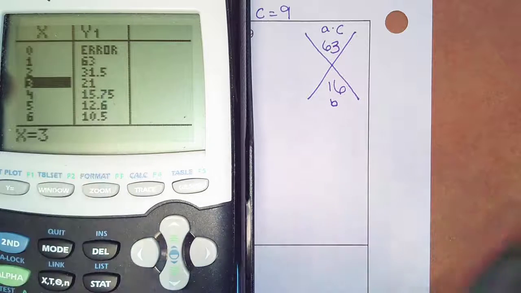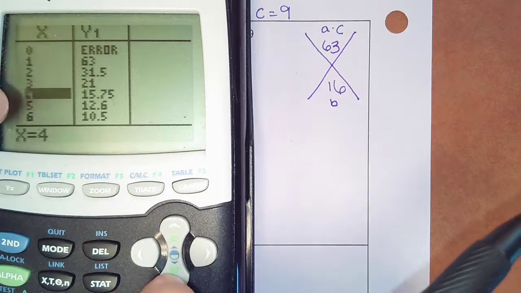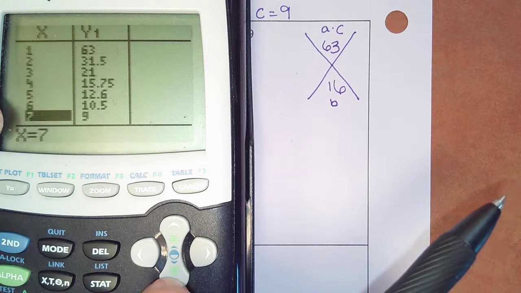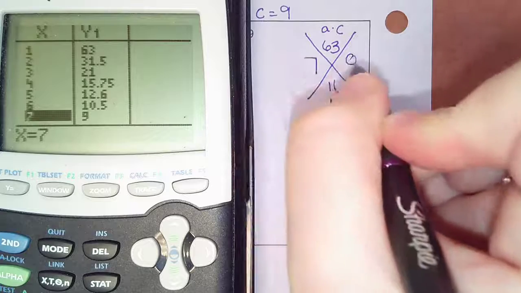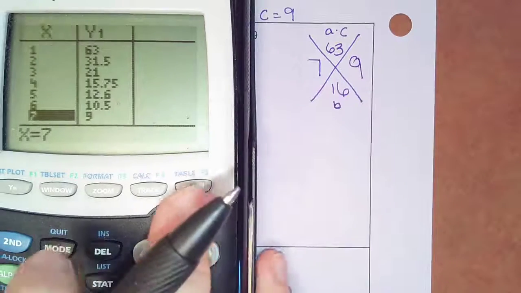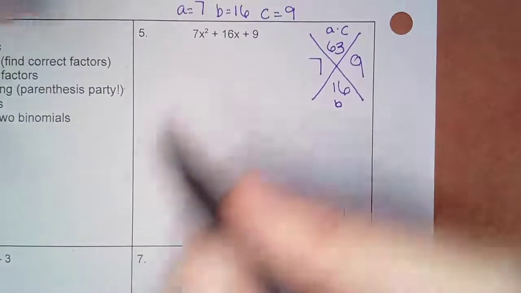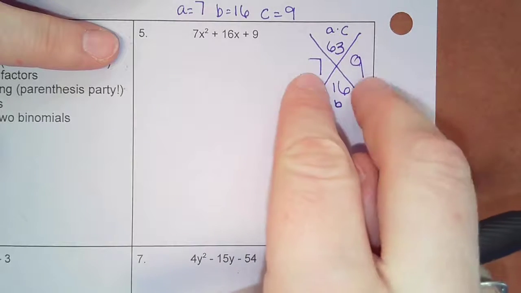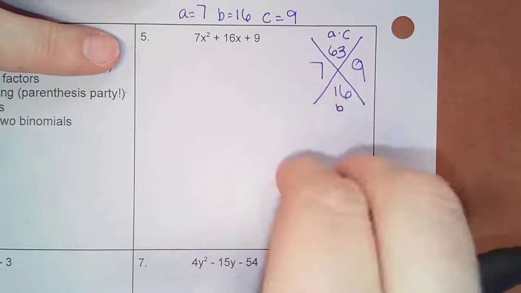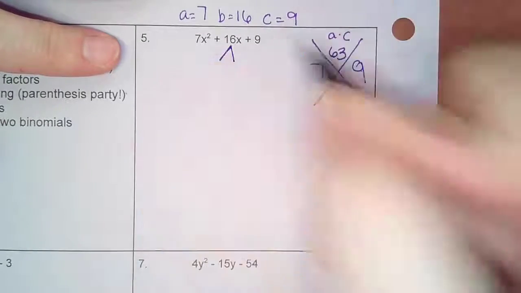3 and 21, that adds to 24. Nope. Skip it, skip it, skip it. 7 and 9, that adds to 16. Those are the terms I want. 7 and 9. You will see how I can't just have x plus 7 and x plus 9. It does not work for here, so we're not using that shortcut.